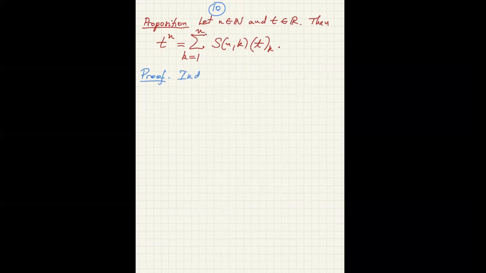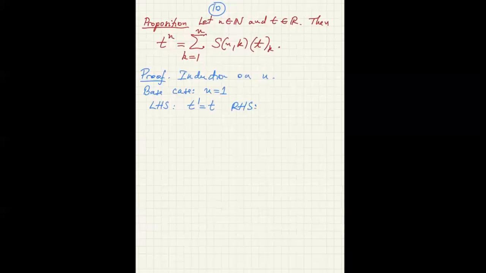Again, we use induction on n. So for the base case, n equals 1, and our left-hand side, of the equation above, is t to the power 1, which is t. Now, what is the right-hand side? So n equals 1, so that will be S(1,1) times t falling factorial 1. And S(1,1) is 1, the partition of a set with one element into one block, and this is t, so it equals t, so this is correct.